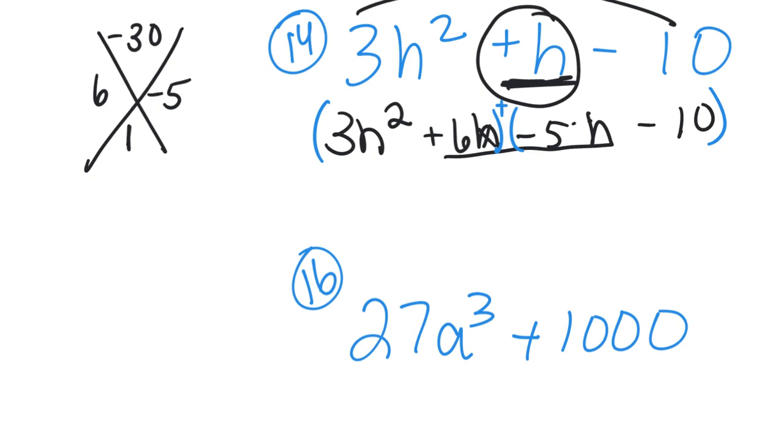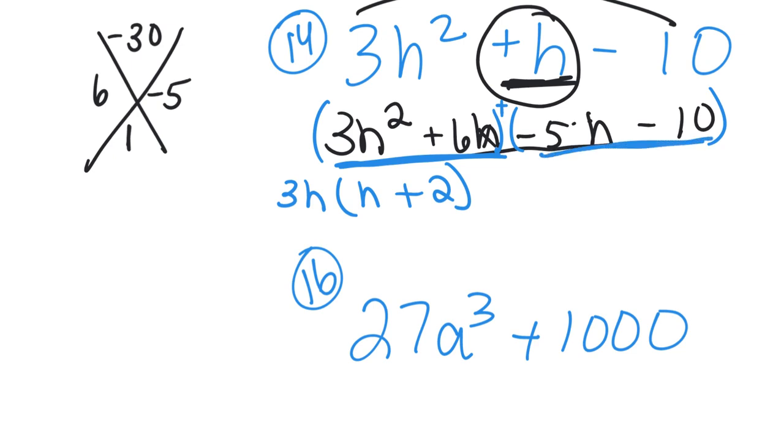Look at each parenthesis. What do the first two parentheses have in common? The biggest thing: 3h. They have a 3h, so I'm going to take that out. And what's left when I factor out the 3h? Next, what's the biggest thing they have in common? And keep in mind, the sign that's right here is always the sign that goes. So then that would leave me with h plus 2.